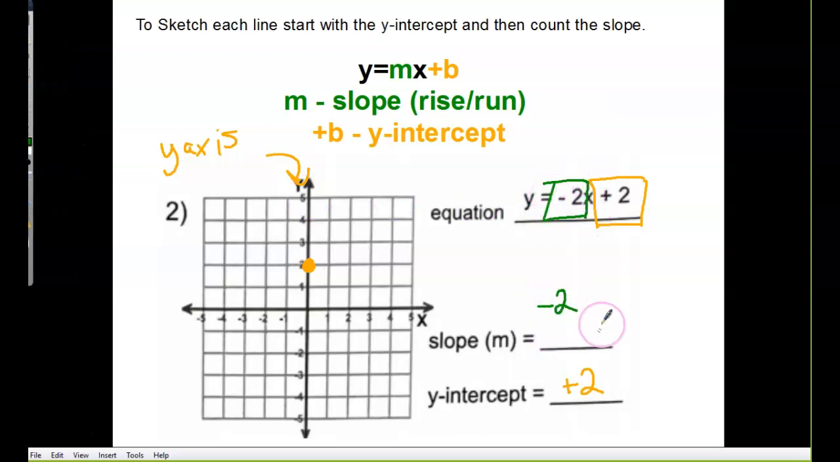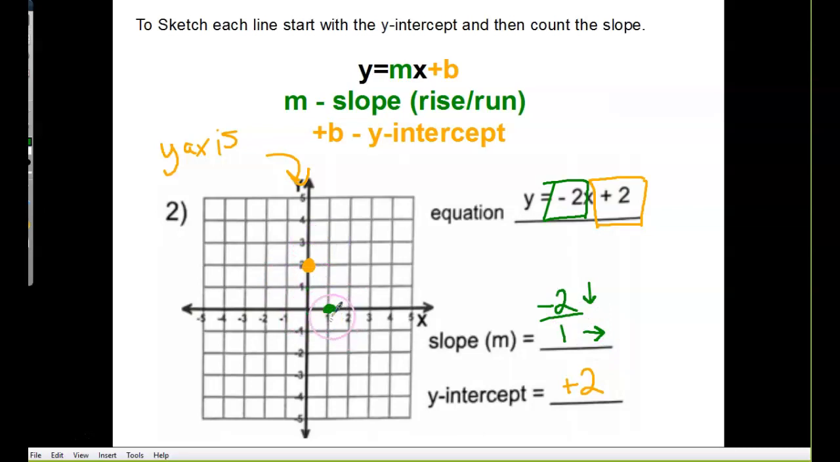-2. Now again, I need it to have rise over run. -2 divided by what equals -2? Divided by 1. So that means I've got a rise of -2. I'm going to go down 2 for every 1 I run, and I'm going to run to the right. So I go down 2, run 1 to the right.